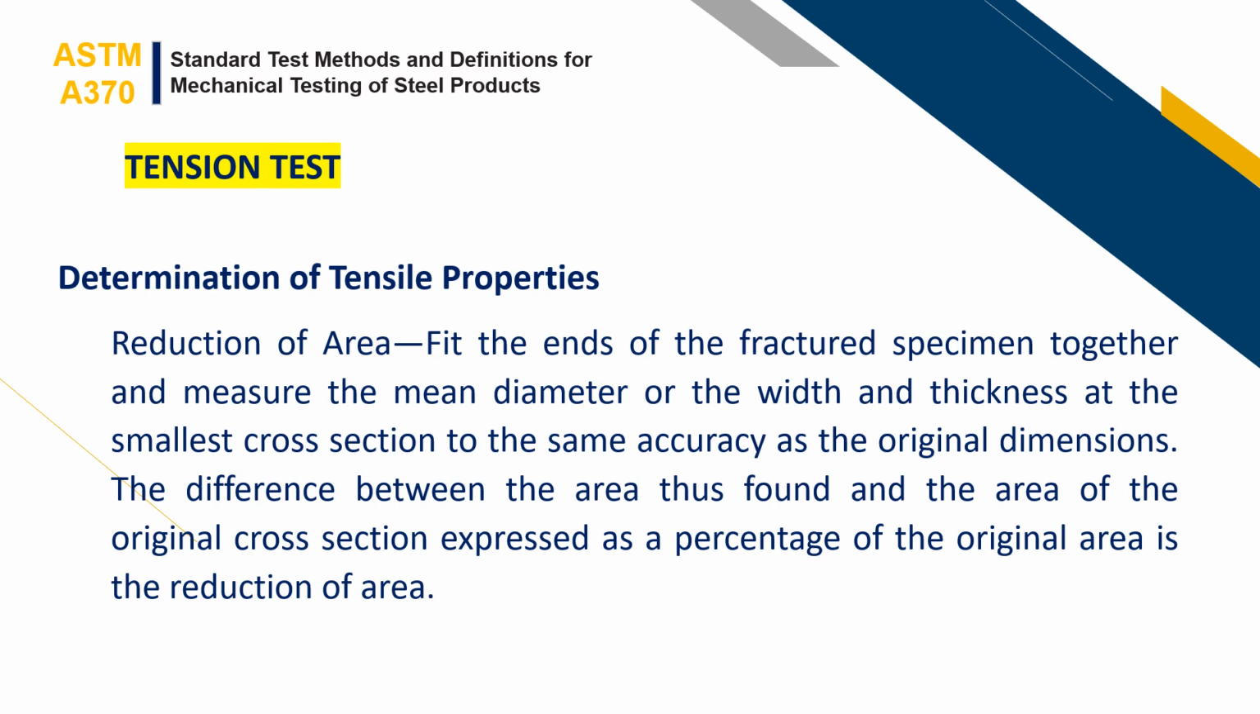Now for the reduction of area, fit the ends of the fractured specimen together and measure the mean diameter or the width and thickness of the smallest cross-section to the same accuracy as the original dimensions. The difference between the area thus found and the area of the original cross-section, expressed as a percentage of the original area, is the reduction of area.